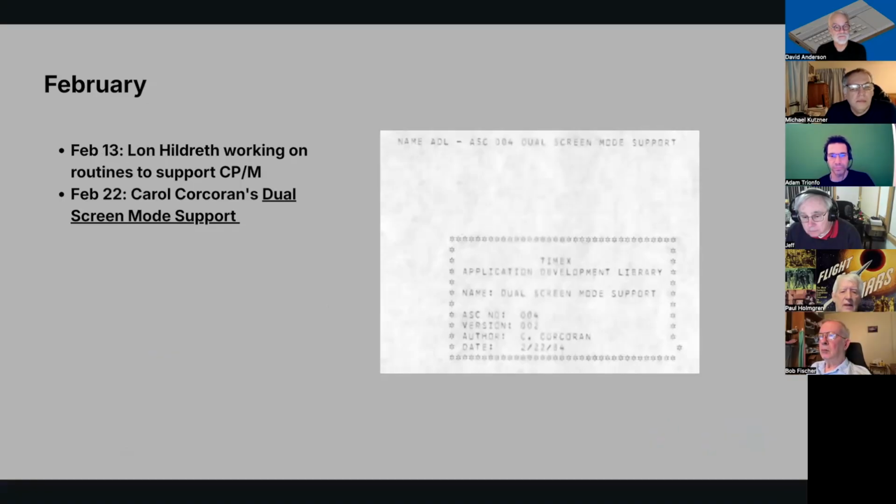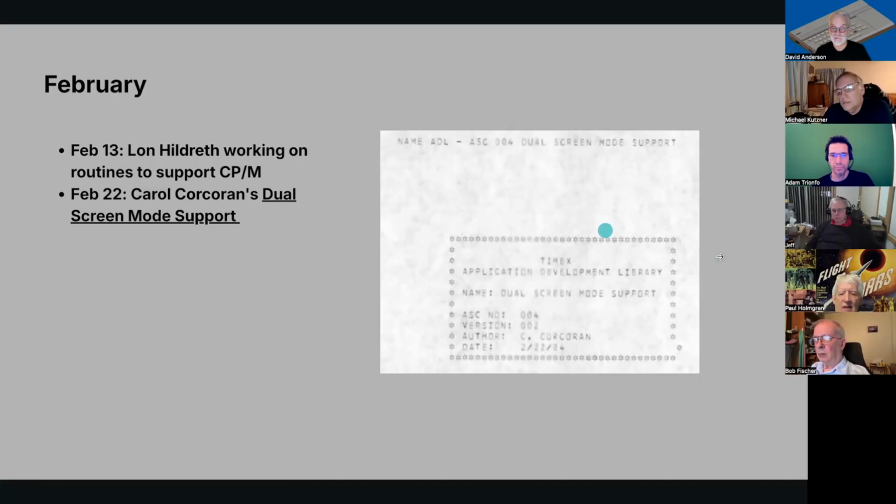Moving into February, Lon is still working on CPM. February 22nd, Carol has committed the code for this thing called dual screen mode support, which is a feature that lets you load content into display file one and content into display file two, and then you can switch between them to do animations or other things.